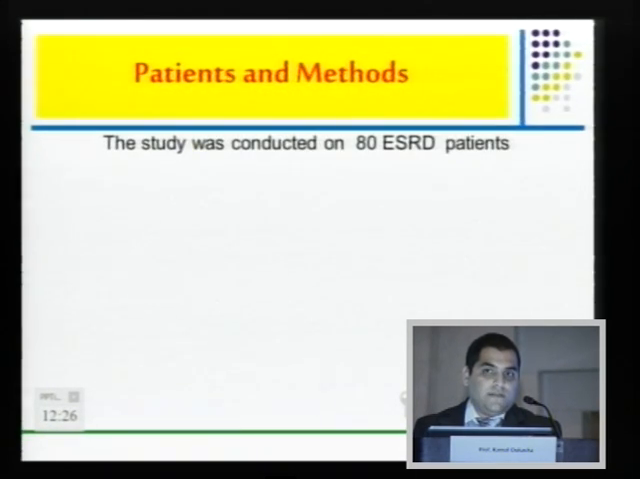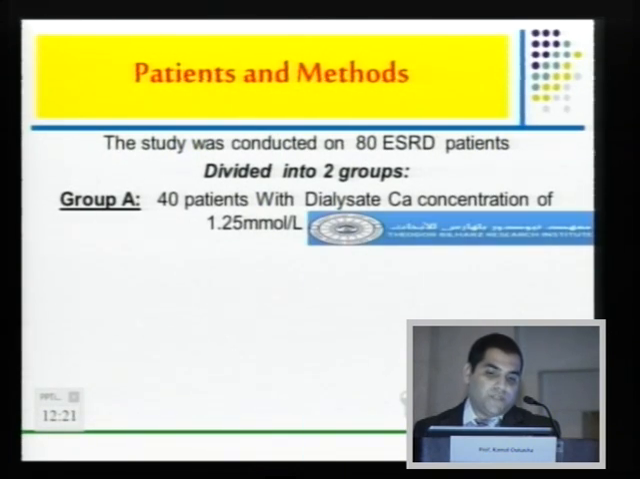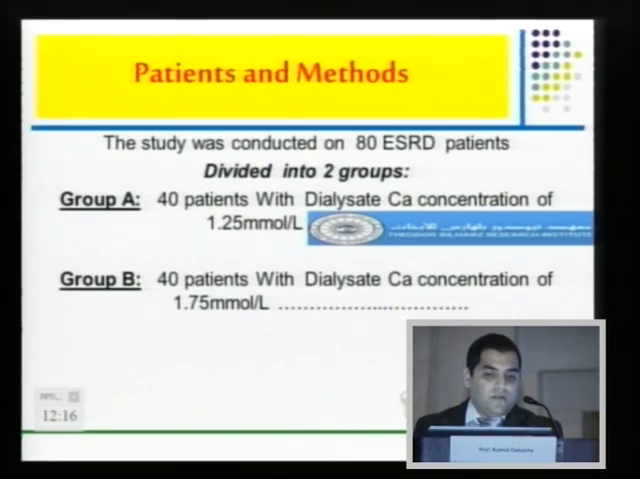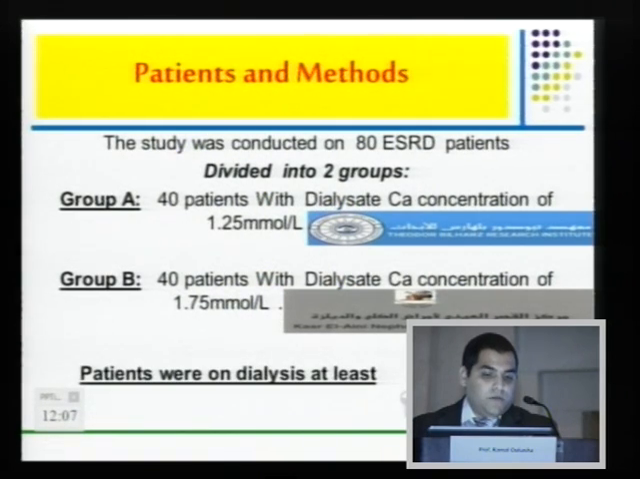Patients and methods. This study was conducted on 80 end-stage renal disease patients. They were divided into two groups. Group A, 40 patients, were dialyzing against low calcium dialysate at Theodor Bilharz Research Institute. Group B, 40 patients, were dialyzing on a dialysate calcium concentration of 1.75, the high dialysate calcium group, in Qasr Al-Aini hemodialysis unit. Patients were on dialysis for at least 6 months.